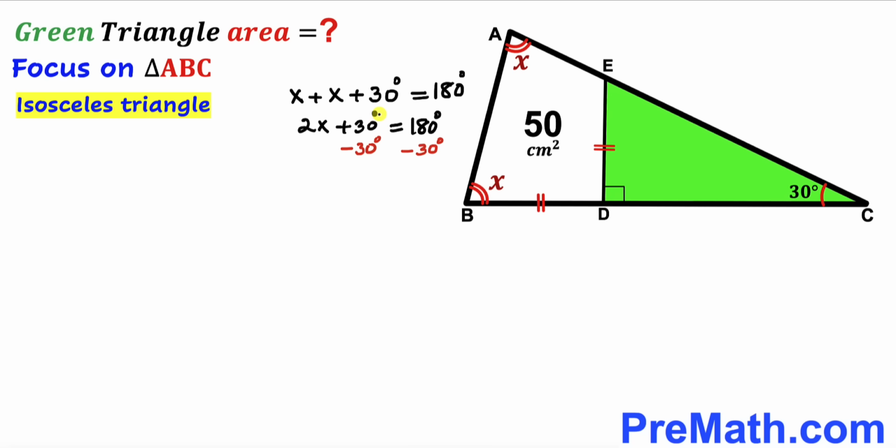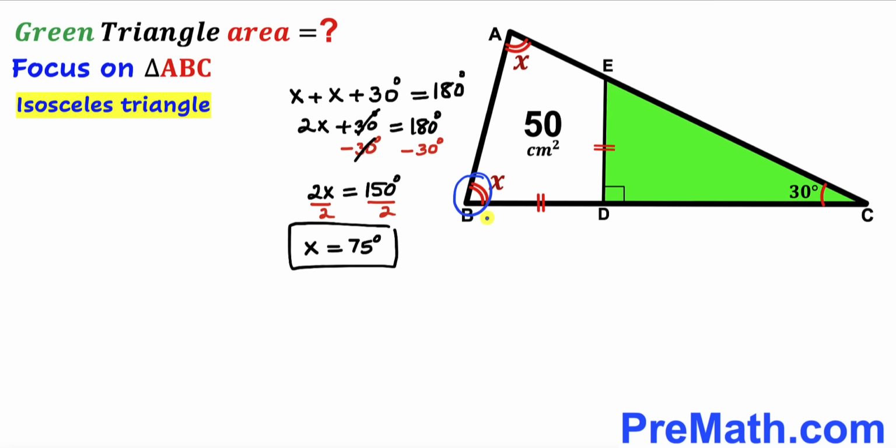Now I'm going to subtract 30 degrees from both sides. So 2x turns out to be equal to 150 degrees. I'm going to divide both sides by 2. So our angle X value simply turns out to be 75 degrees. Likewise, this is 75 degrees as well.